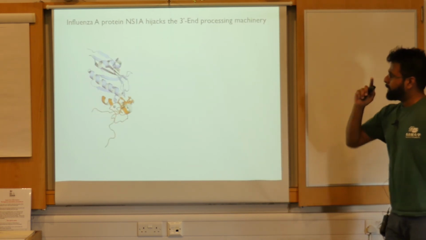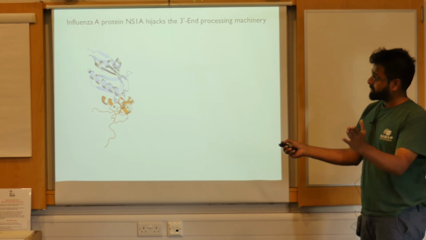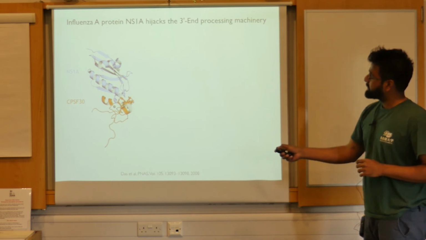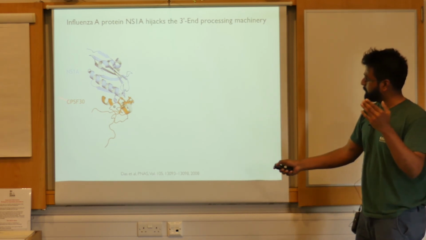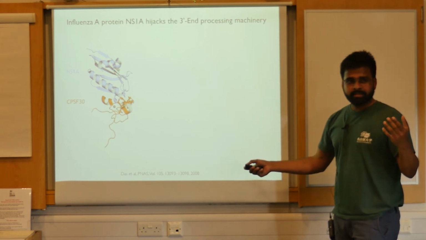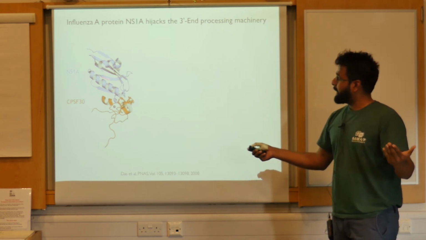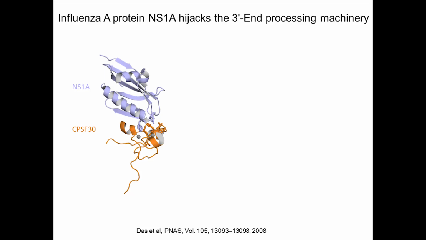So, the final part of the talk. This is a totally different protein structure. The protein shown here is called NS1A protein. It's an influenza A virus protein that has been shown to interact with this protein called CPSF30 in humans. CPSF30 is a part of the mRNA polyadenylation machinery, and the influenza actually prevents CPSF30 from carrying out its function. In other words, the influenza protein hijacks the PolyA tail process.